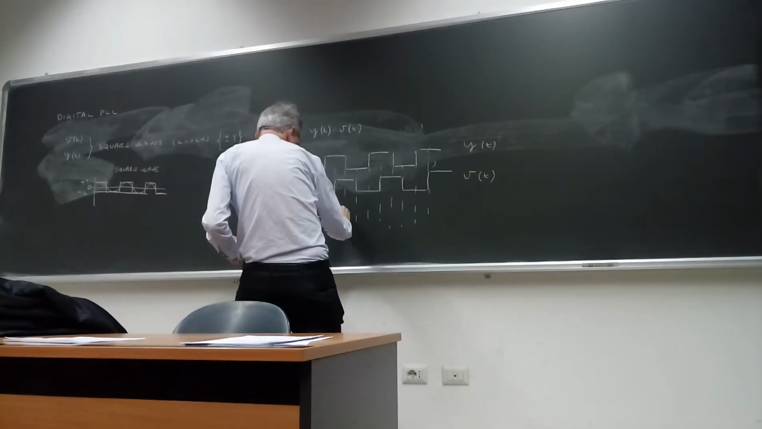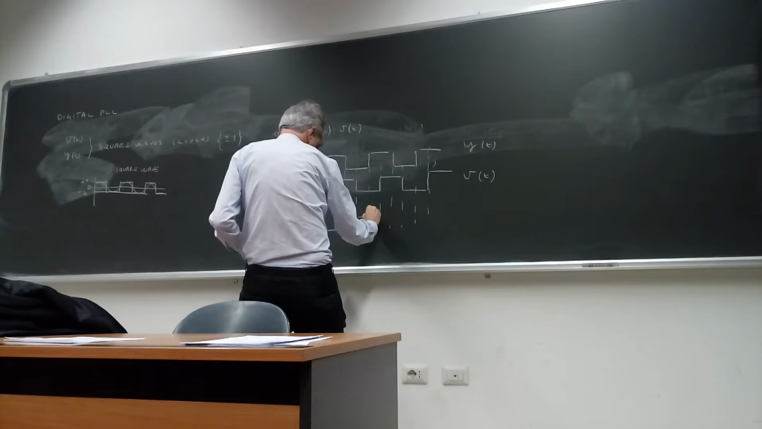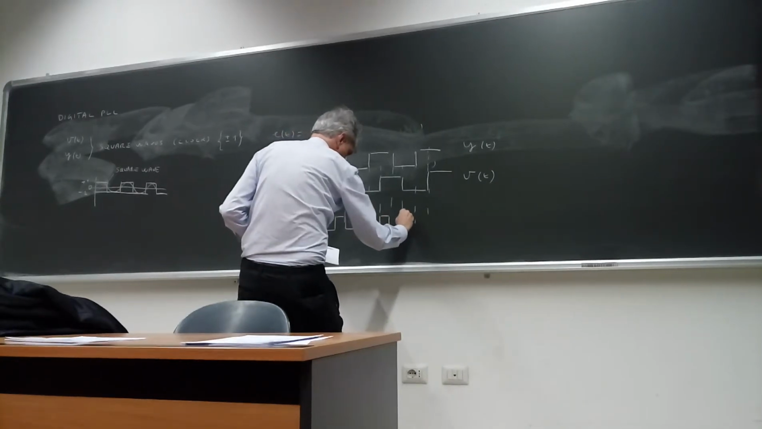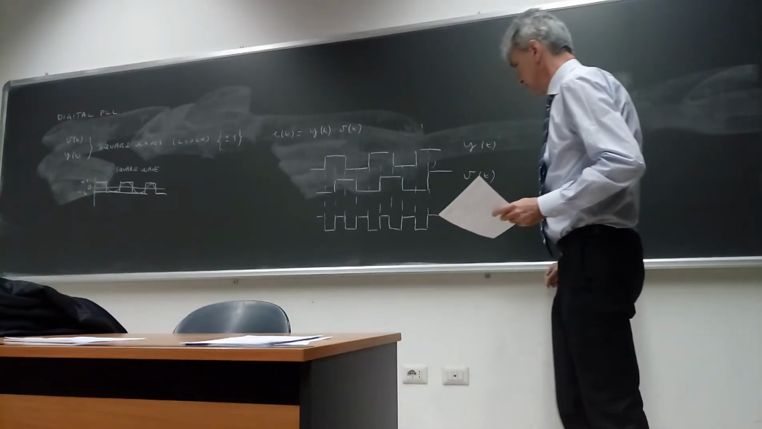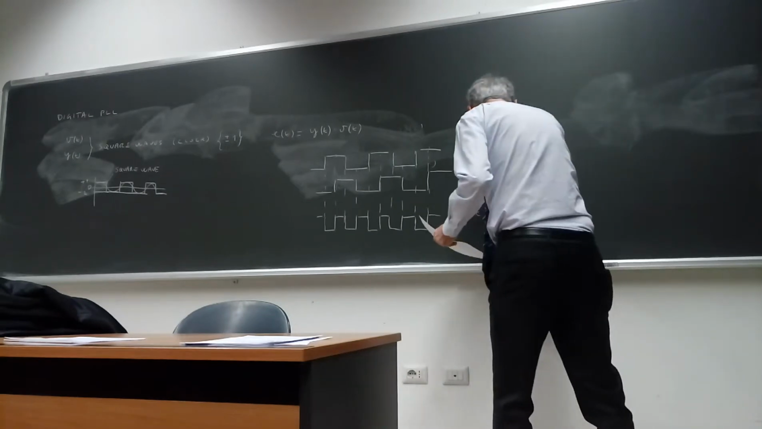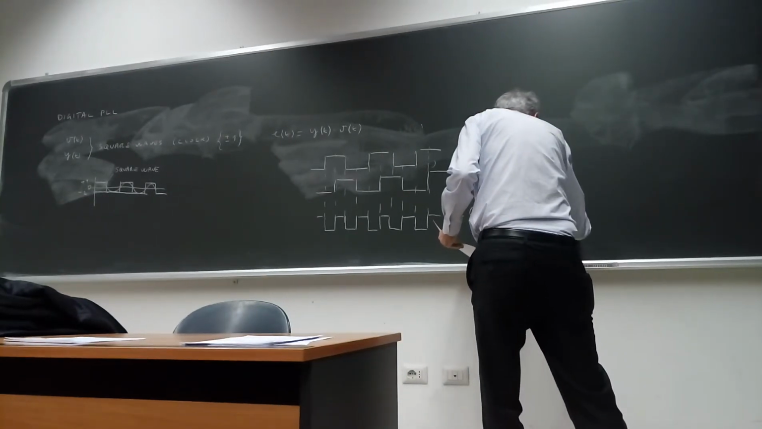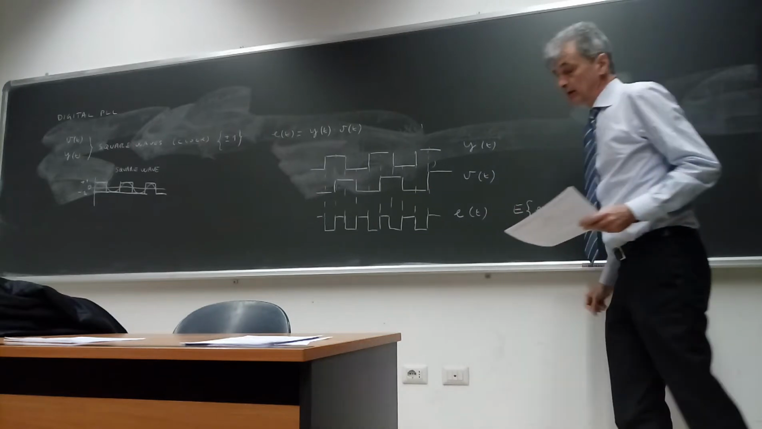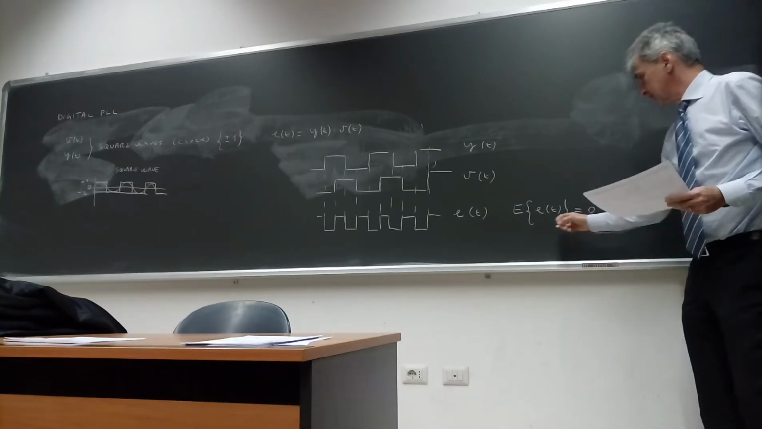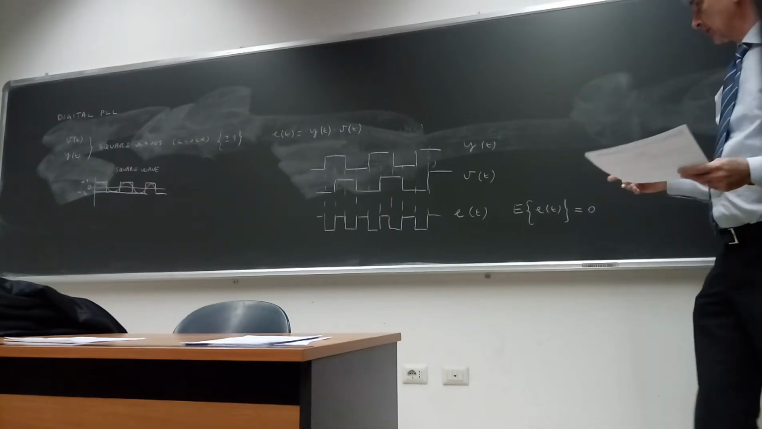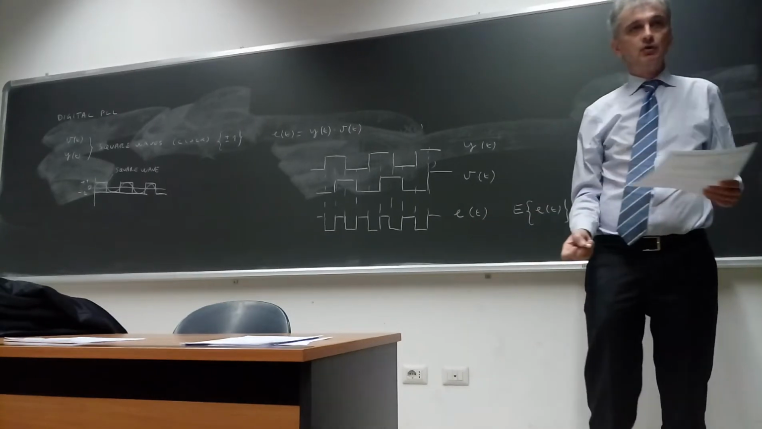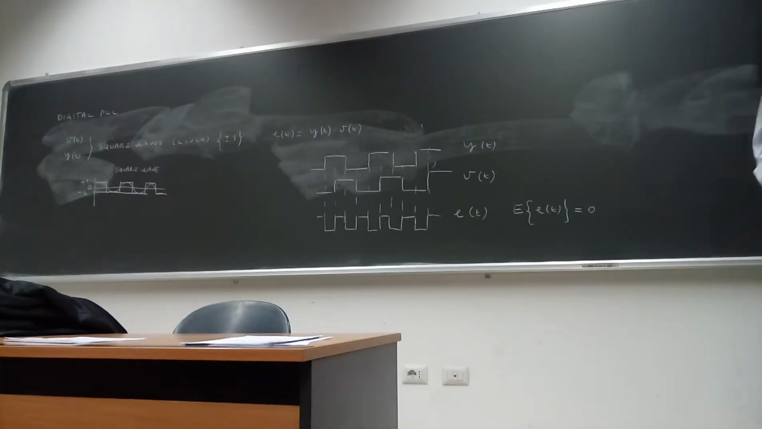Then negative, positive. This is the error. Really, it is not small, but what matters is that its expected value is 0. So when you put an error waveform like this into a low-pass filter, at the output of the low-pass filter you find the expectation in the end, and the expectation is 0.